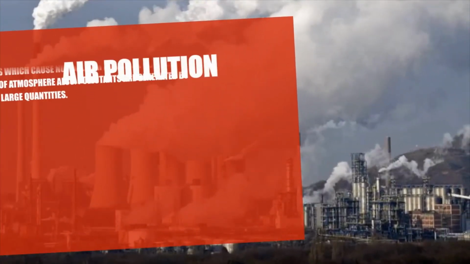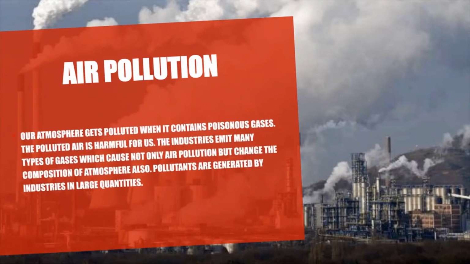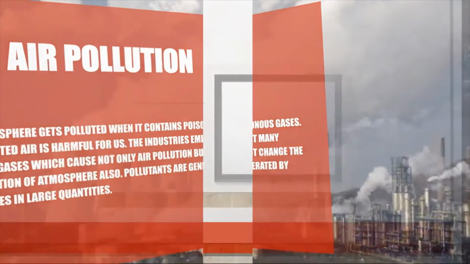Air pollution. Our atmosphere gets polluted when it contains poisonous gases. The polluted air is harmful for us. The industries emit many types of gases which cause not only air pollution but change the composition of atmosphere. Also, pollutants are generated by industries in large quantities.